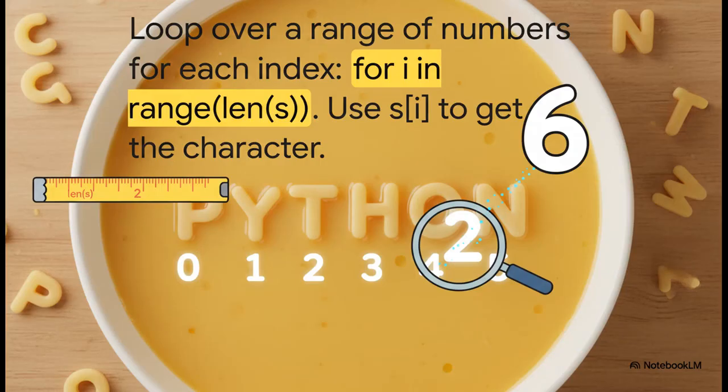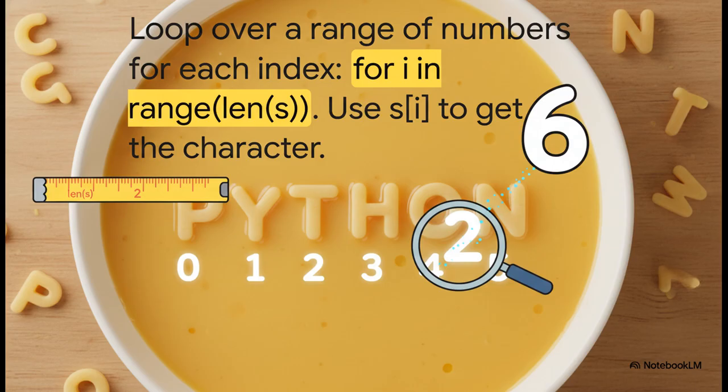So this is our brand new, much more powerful loop. Let's tear this thing apart. For i in range of len(s). Okay, first, len of s just asks, how long is the string Python? The answer is 6. Simple enough. Then, range of 6 creates a sequence of numbers from 0 up to 5. Sound familiar? Those are our indexes.